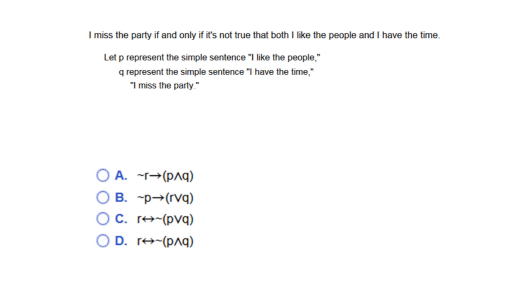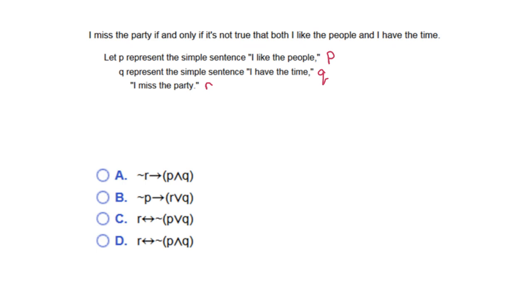So we are going to take the following statement and convert it into symbolic form. It says, let P represent the simple statement, I like people. So this is my P. Q is I have the time. And R is I miss the party. So let's take our statement. It says, I miss the party if and only if it's not true that both I like the people and I have the time. Goodness, that's a very long, wordy statement, but we can do this.